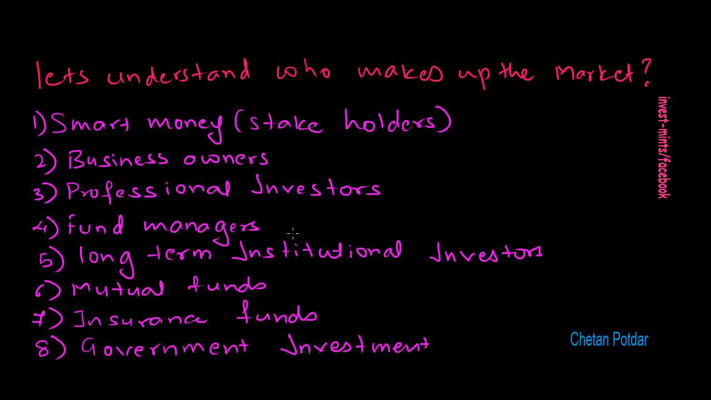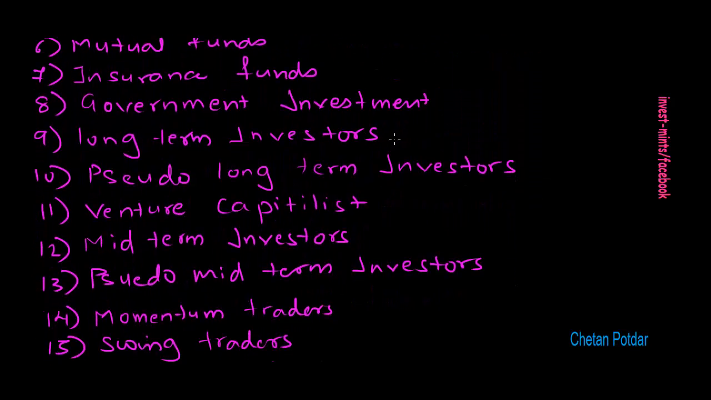There are a lot of fund managers. A lot of funds get managed, and since professional fund managers manage these funds, they are also for a longer term. There are also long-term institutional investors. Different types of institutional investors get into the market. They are also long only, which means they are basically buy and hold, for a longer period of time. There are also mutual funds, insurance funds, government investment. There are long-term retail investors who basically invest for a long term, 5 years, 10 years, 12 years.